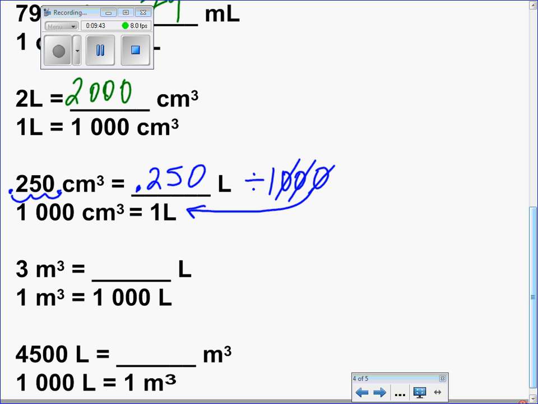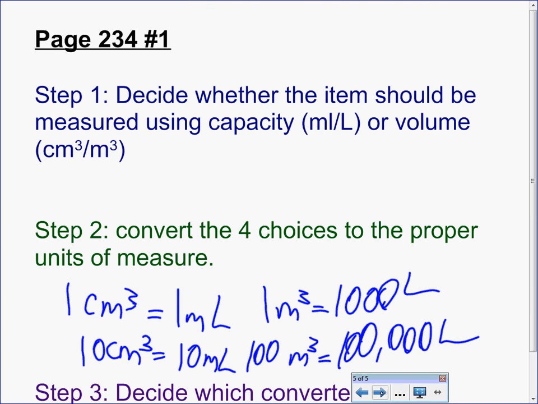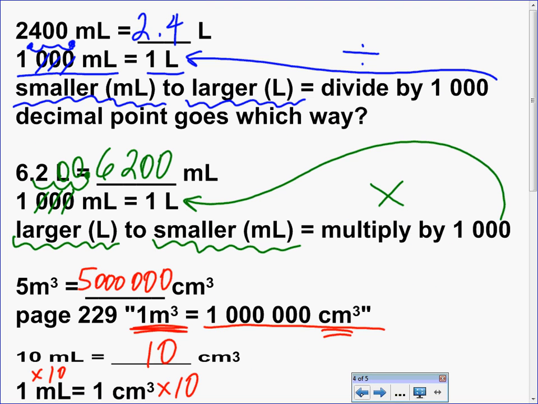3 cubic meters equals 3,000 liters. And last, 1,000 liters equals 1 cubic meter. So 4,500 liters is 4.5 cubic meters. We won't worry about that until tomorrow. Remember, make sure you have the conversions in your notebook. I'm going to check them tomorrow. All right.